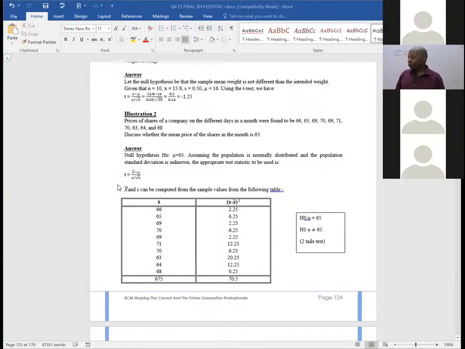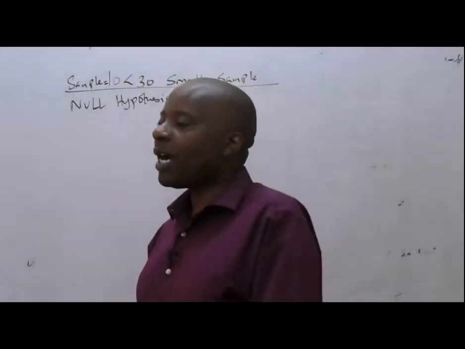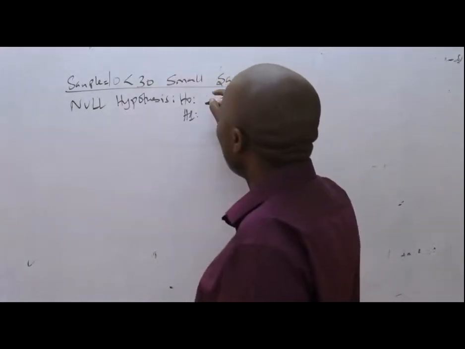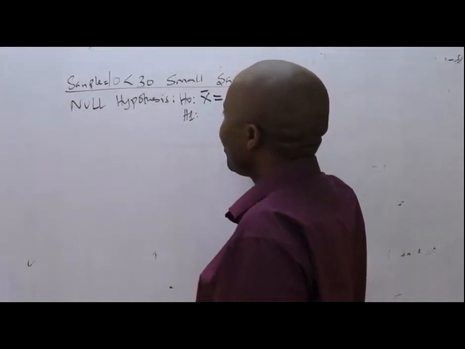One thing I would want you to appreciate as we begin, ladies and gentlemen, is that this monthly price, the monthly average, becomes our standard, our whole population. So the population mean there is 65. This population mean being 65, what I would want to prove is that whatever sample mean I've picked should be exactly equal to mu, the population mean.